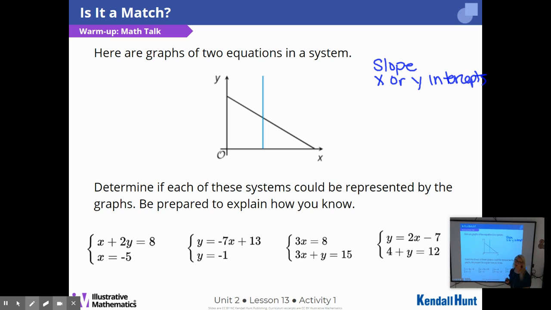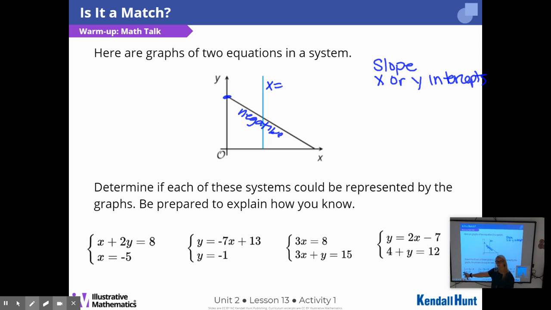Okay, so looking at those, we can tell. On the graph, we know that it's going to have a positive y-intercept for the black line, and the slope is going down, so we know that it has a negative slope. And then we have a blue line that's vertical, so this line is going to be x equals some number, and we know that right off the bat.